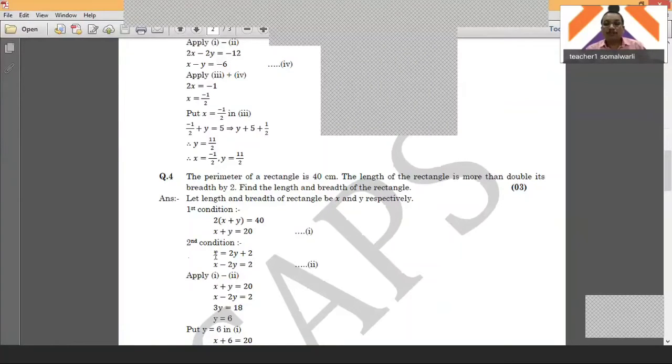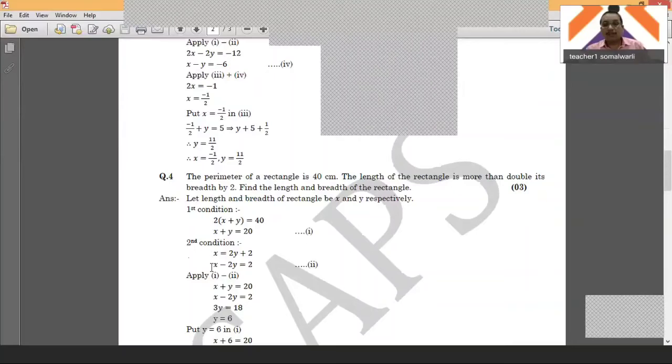So what equation did we get here? x is equal to 2y plus 2. On simplifying it, it will give us x minus 2y is equal to 2. Now, the first equation is x plus y is equal to 20, and the second equation is x minus 2y is equal to 2. So just solve both the equations, simply applying 1 minus 2.